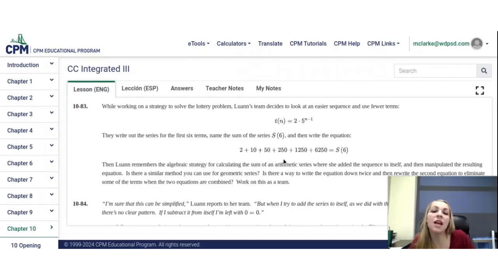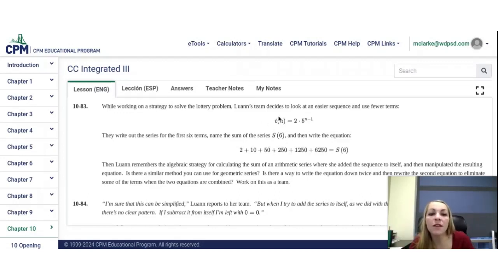So I can't use the arithmetic series formula that we've been working with because it's not adding by the same number. Now there's a nice pattern, but it's not adding. So we can't use that stacking idea that we did before. So we're going to have to use some other ideas. So now we're going to get into problem 83, and it says, well, working on the strategy to solve the lottery problem, Luann's team tried to look at an easier equation with fewer terms. So instead of looking at the lottery problem with 20, sometimes we break things up into smaller things to make sense of this, and then we're like, okay, let's use this on the larger picture here.